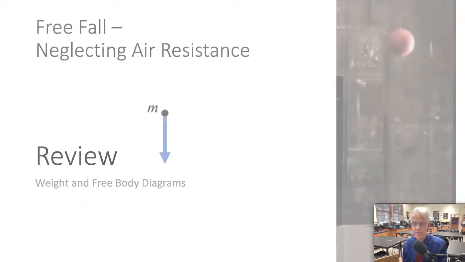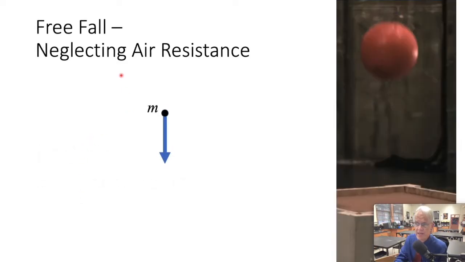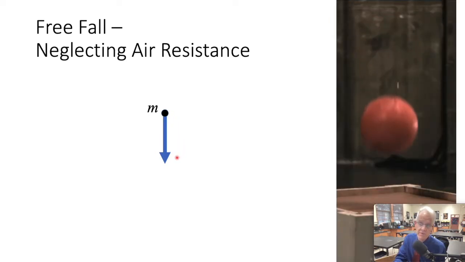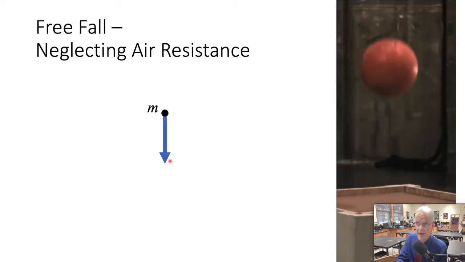First, I want to review weight and free body diagrams. A free body diagram represents a mass with just a dot, sometimes a box, and then the forces are represented by a force vector. The length of the force vector tells you the magnitude.